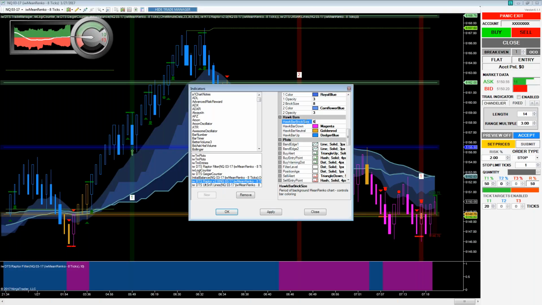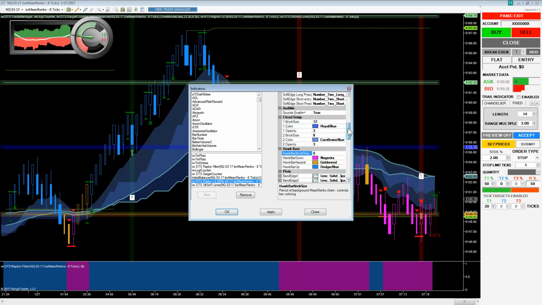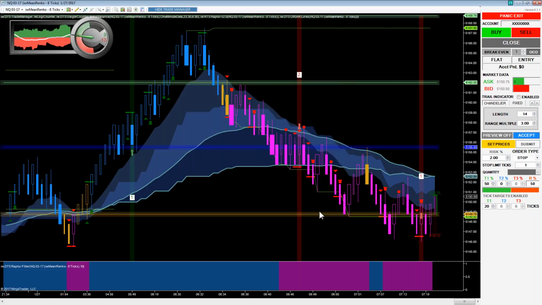Adjusting the brick size will change how the signals are printed. And I'll leave it to you to play with that. But for the most part, I stay with the default settings, the exception being the E-mini S&P, where I will dial that down to 4 ticks. I will also adjust my clouds to a 6 and a 4. And I will adjust my brick size here to 4 ticks.